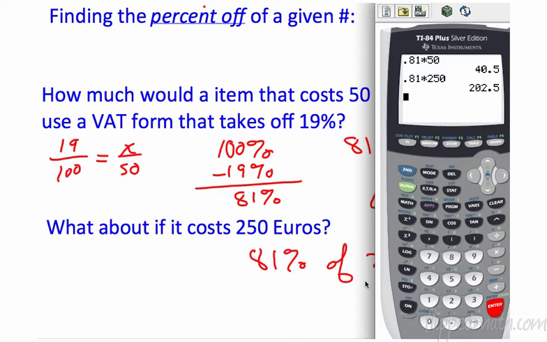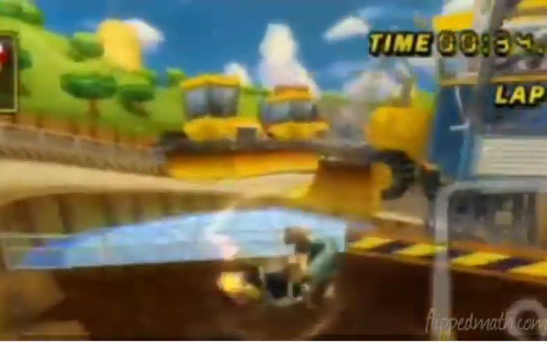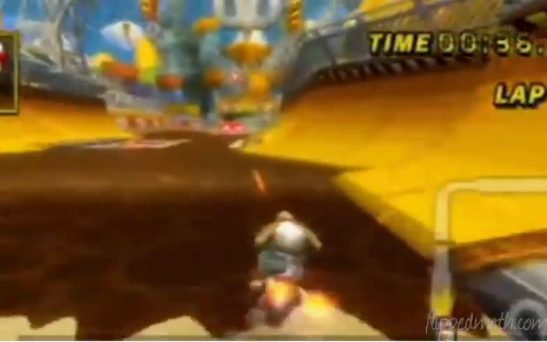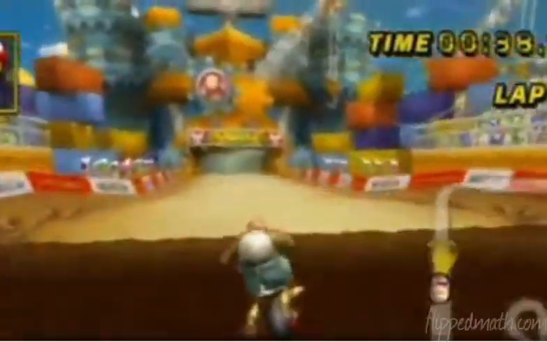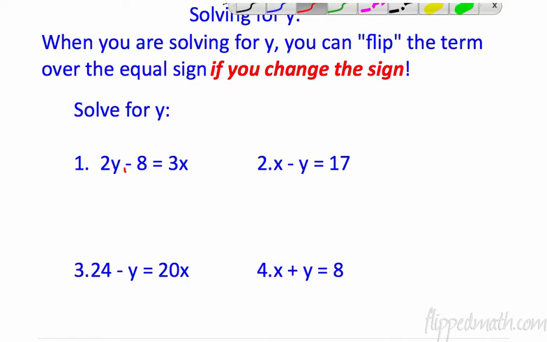Hey, let's find another shortcut from Mario Kart. All right, here's Donkey Kong. Check that one out. That Donkey Kong's a bully, don't you think?